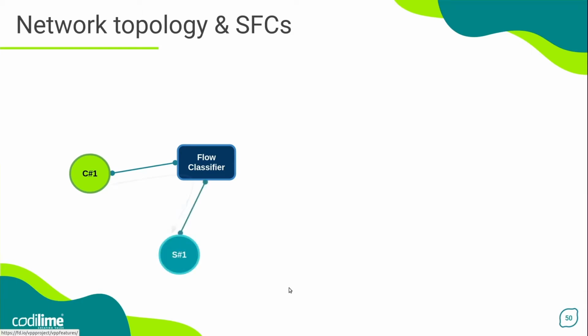Next, we'll launch the service 1 instance and we connect it directly to the flow classifier. After the client, the flow classifier and service 1 have been properly configured, the client can now access service 1.